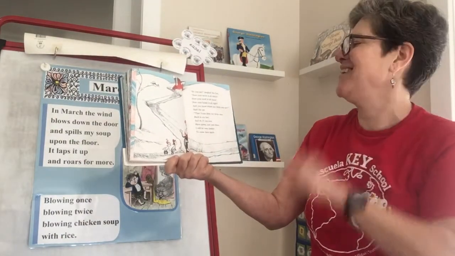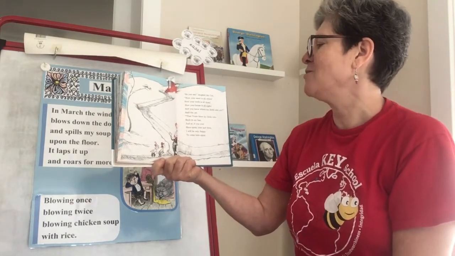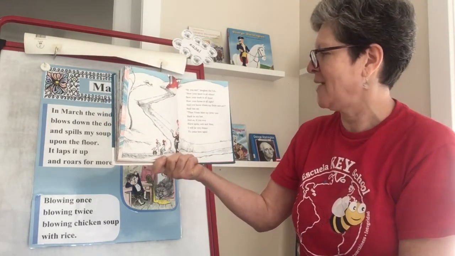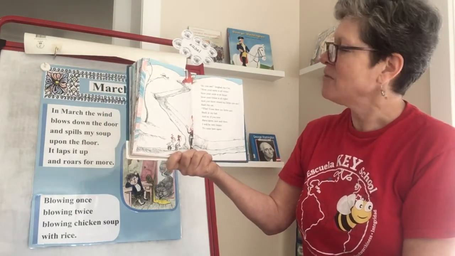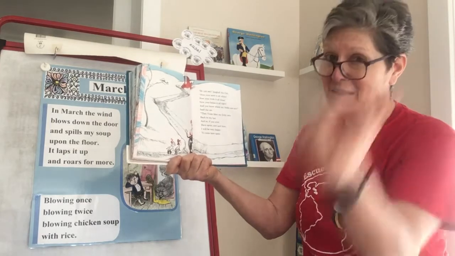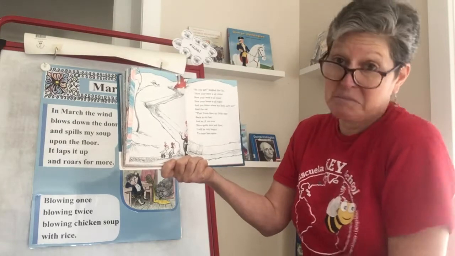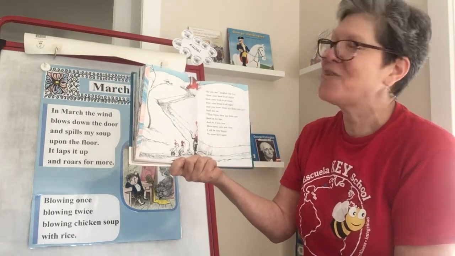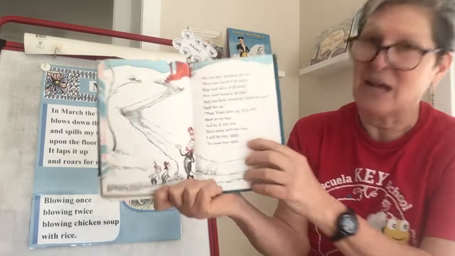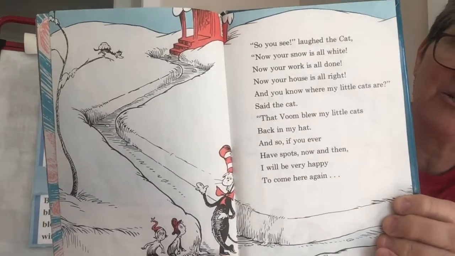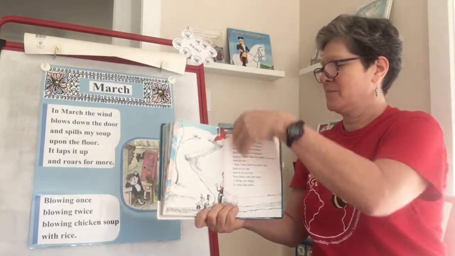So you see, laughed the cat, now your snow is all white. Now your work is all done. Now your house is all right. And you know where my little cats are? Said the cat. That Voom blew my little cats back in my hat. And so if you ever have spots now and then, I will be very happy to come here again. Dot, dot, dot. I see ellipses. Do you think they want him back again?